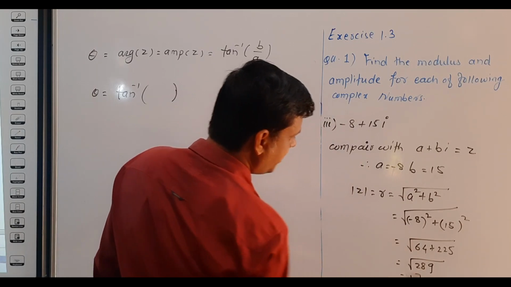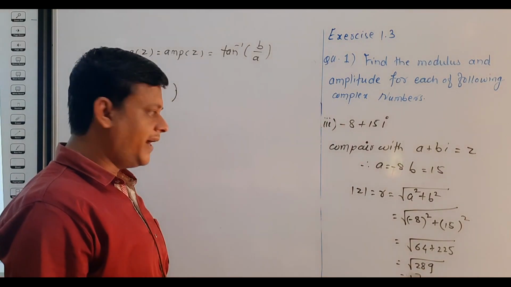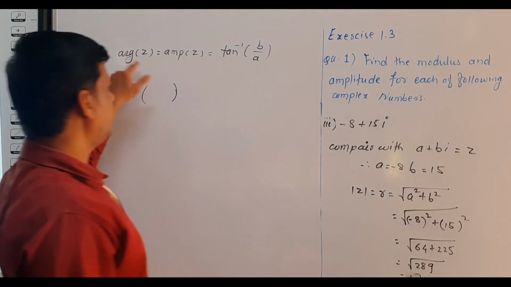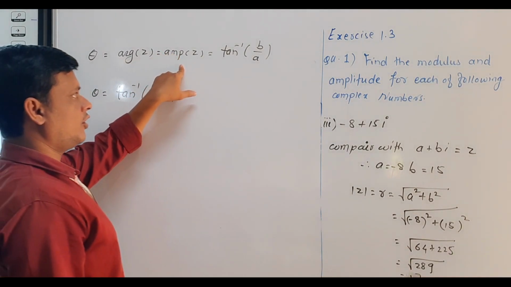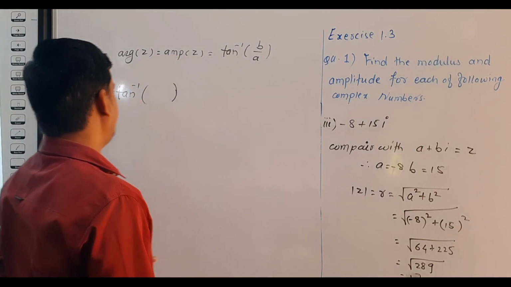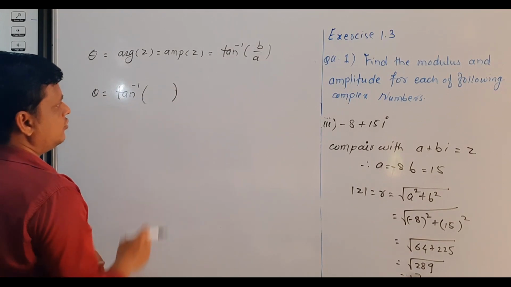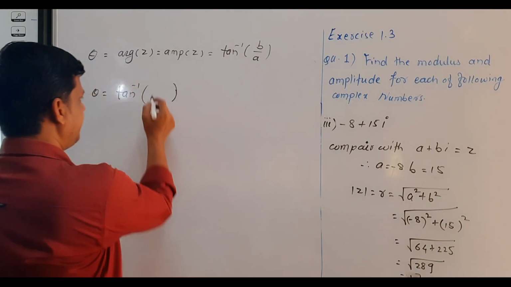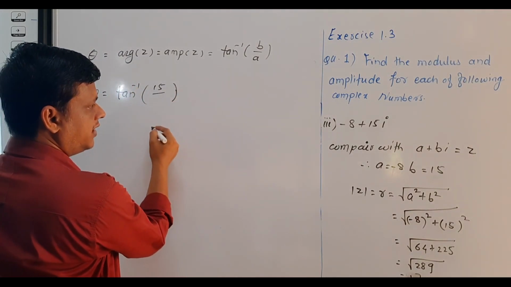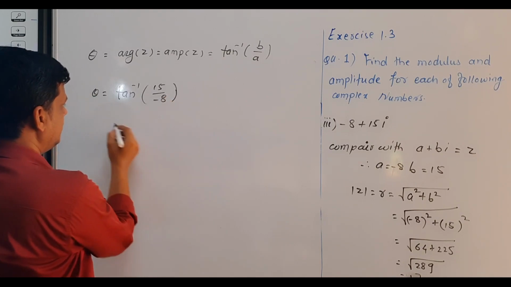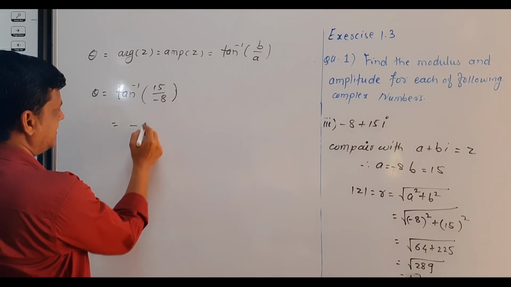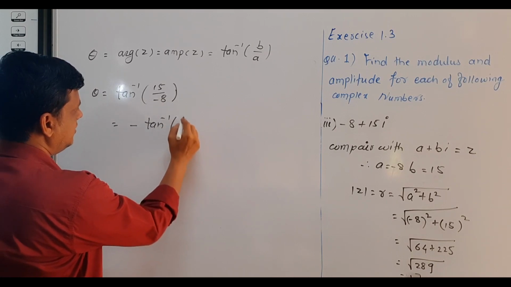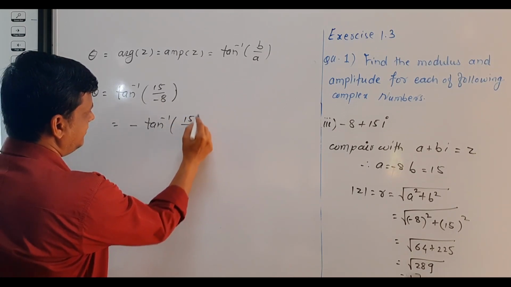So r equals 17, and we have to find the argument of z, that is the amplitude of z, that means tan inverse b by a. So write theta equals tan inverse, the value of b is 15, the value of a is minus 8. So you can write this as minus tan inverse 15 by 8.